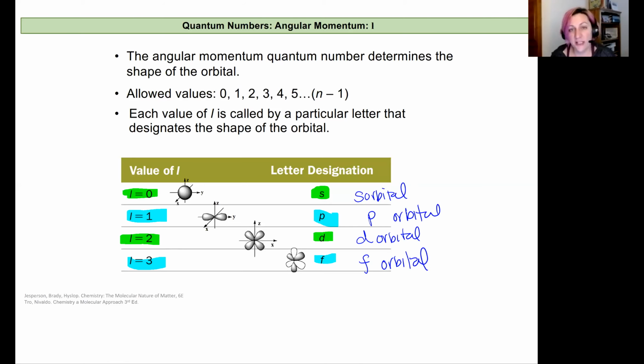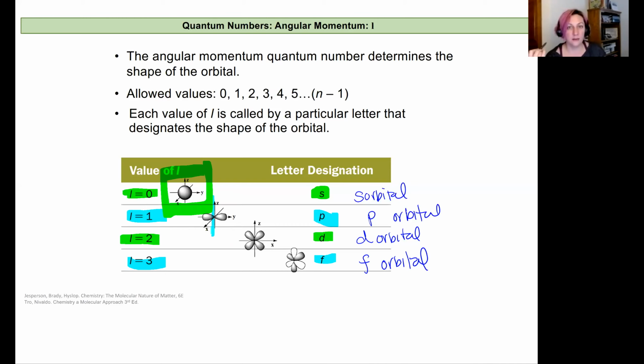And see, what's changing here is the shape, right? And so that's what's really different about each of these. The S orbital is just a perfect sphere, whereas a P orbital looks more like a figure 8 of spheres. And the real difference here is that between the lobes of the P orbital there is a space right here where it's a node. It's where the electron cannot exist.